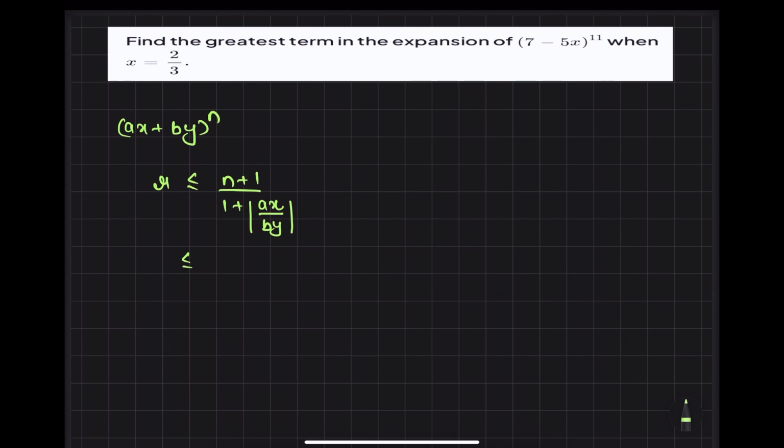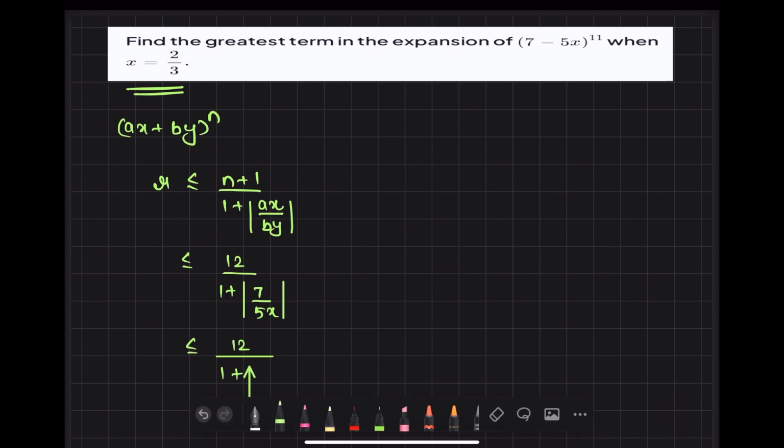So it is n = 11, plus 1 is 12, by 1 plus the first element, which is 7. The second element is minus 5x, so it is mod, it doesn't matter: 5x. Now they are saying that x is 2 by 3, so you have to replace x with that. So it is 12 by 1 plus 7 by 5 times 2 by 3.